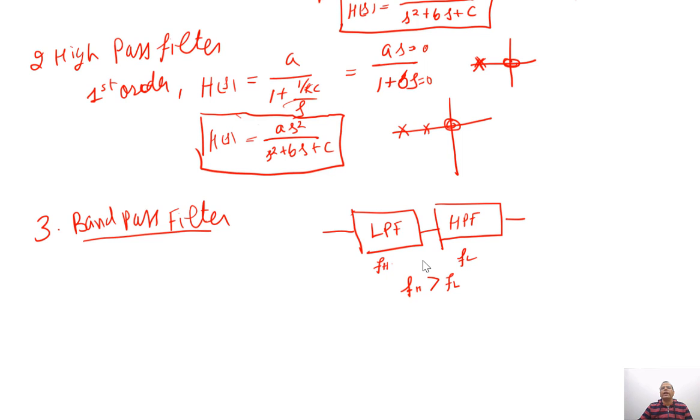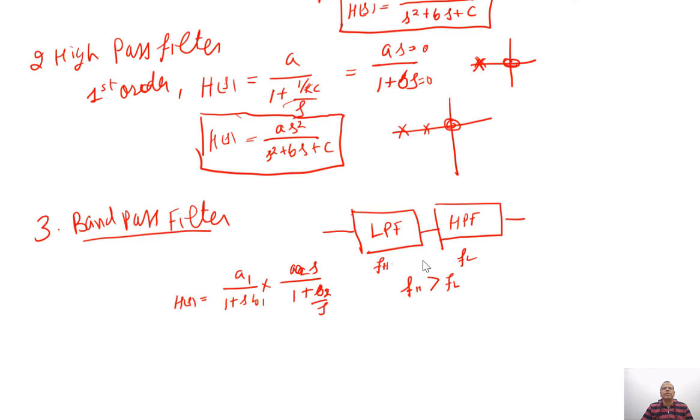So when you connect two filters in cascade, the transfer function for the filter will be a simple product of the transfer function of low pass, that is a1 by 1 plus b1 s, multiplied by the transfer function of high pass, that is a2 s divided by 1 plus b2 s, something like this.